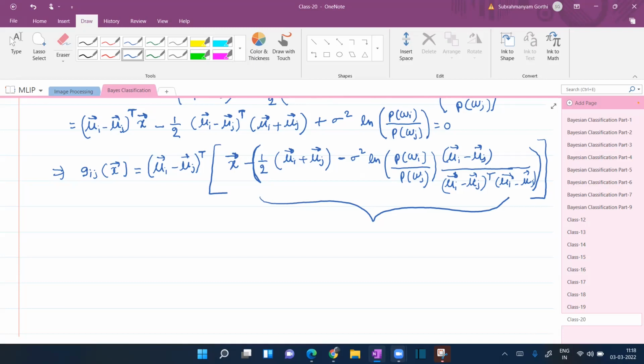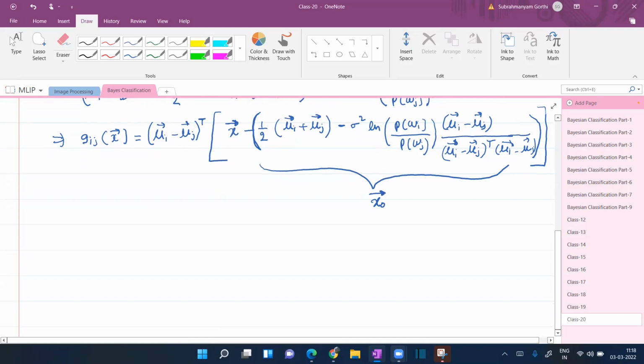What is it dependent on? It is dependent on the prior probabilities of the i and j classes, the mean vectors of these two classes, as well as the covariance values of those two classes. So this is constant for given i, j classes. I would call this x naught bar now. So this is what I have.